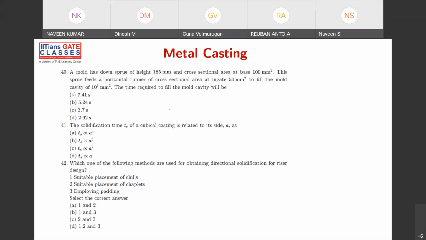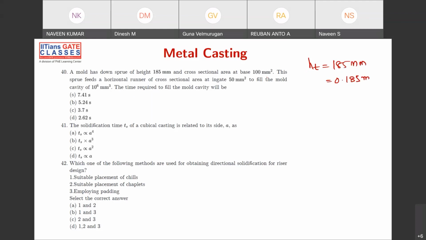So what is the question? The mold has a downsprue of height, what is this? 185. At least tell me this. Yes, HT. So HT is how much? It's 185, right? HT is equal to 185 mm. So I can write 185 mm as 0.185 meters.